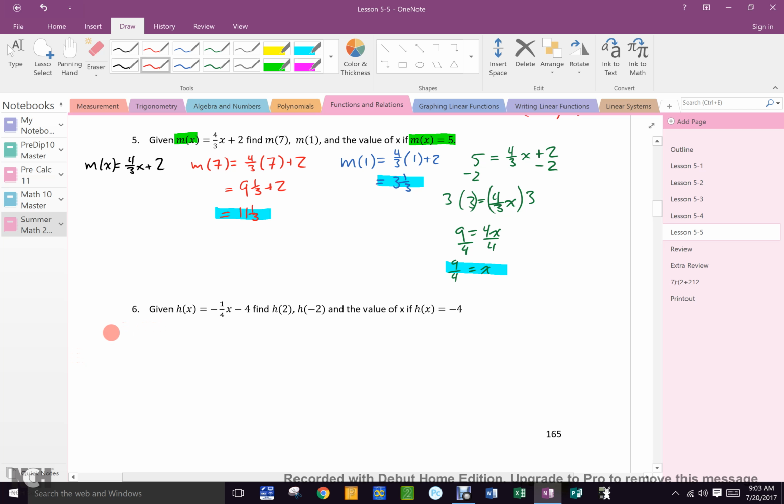Excellent. So what is my first one? H of 2. So what do I write? Negative 1/4 times 2, then minus 4. What's negative 1/4 times 2? Which is negative 1/2, right? What's negative 1/2 minus 4? Yes, which is negative 4.5. Right? Nice job. Negative 1/2, take away 4. If you have negative 50 cents and you take away 4 more, you have negative 450.